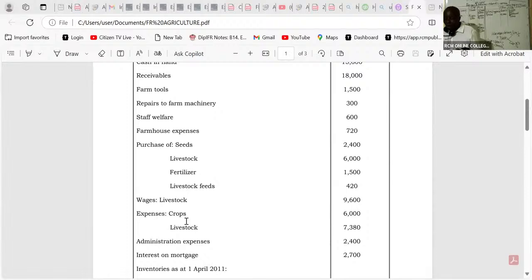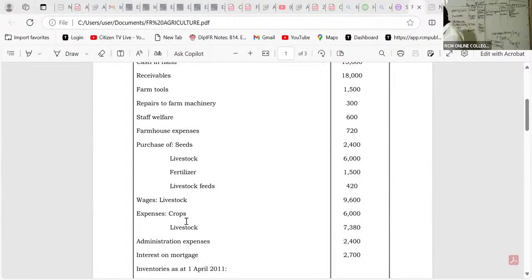So these are what we call common expenses, what in management accounting you call overheads. So those ones cannot come to revenue accounts. Because revenue accounts, ladies and gentlemen, we normally take expenses that are crop specific or livestock specific. Interest on mortgage cannot be charged to crops.